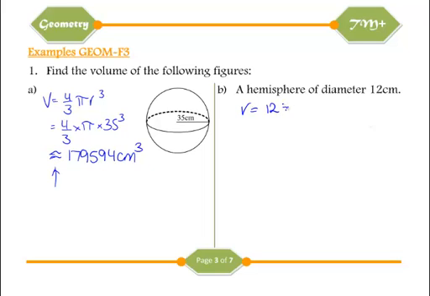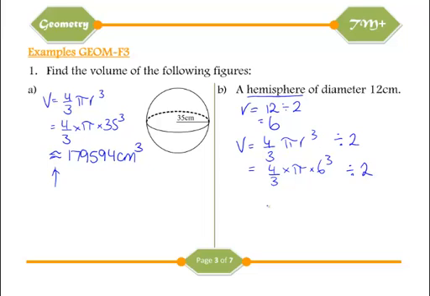Now a hemisphere of diameter 12 centimetres, well first of all we need to work out the radius, which is 12 divided by 2, which is 6. So the volume is 4/3 pi r cubed, so 4/3 times pi times 6 cubed. Now the other thing is it's a hemisphere, so all we're going to do is divide that by 2. Whatever our answer is we'll divide by 2, and you end up getting approximately 452.4 centimetres cubed, remembering that approximate sign at the beginning.